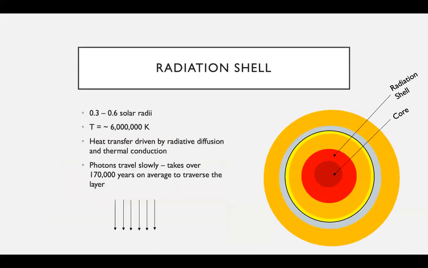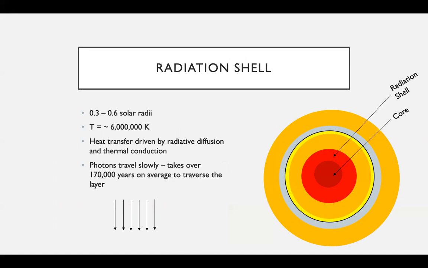Moving outwards to where it's a little bit too cool for thermonuclear fusion to take place, roughly 6 million Kelvin, from 0.3 to 0.6 solar radii, heat transfer is driven in this shell, called the radiation shell or the radiative shell, by radiative diffusion and thermal conduction. Photons travel slowly here, however, because it's so dense in the region.